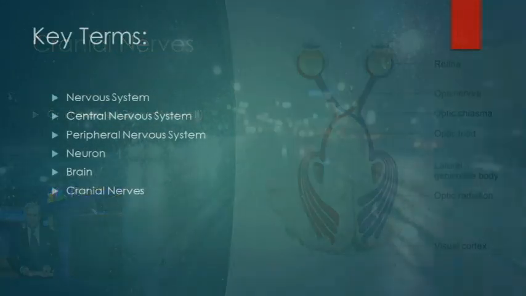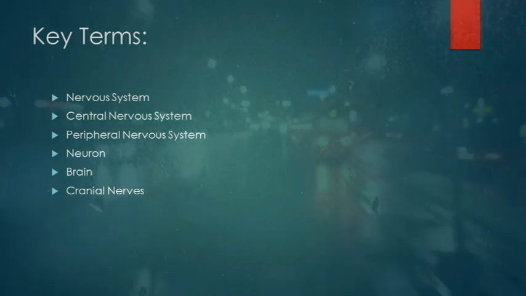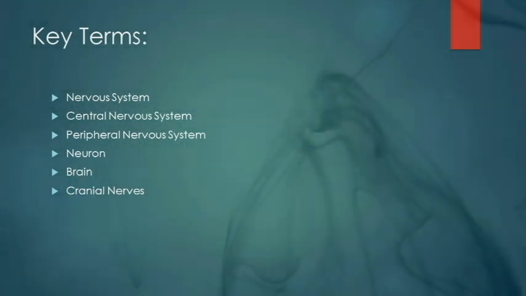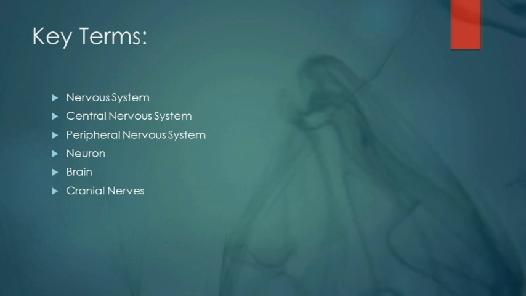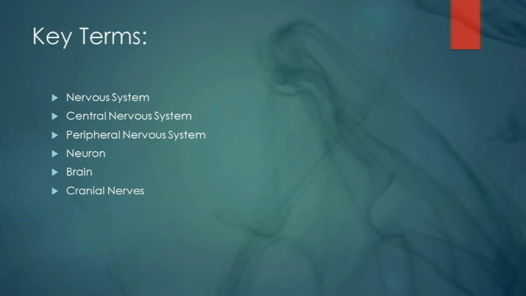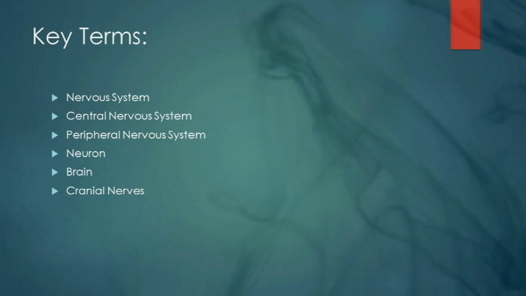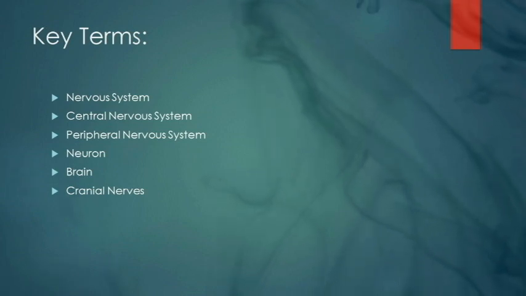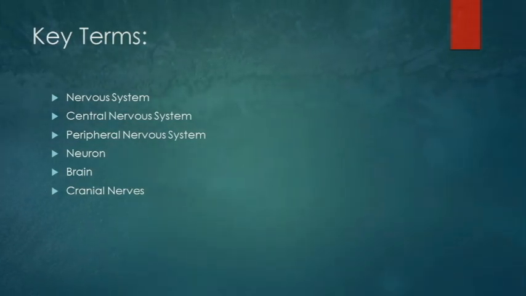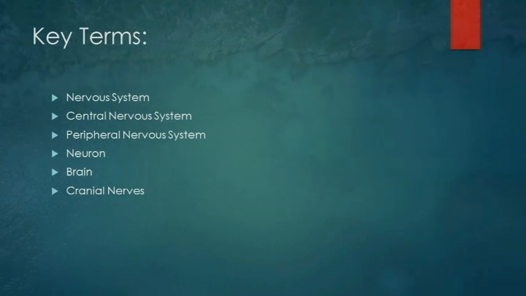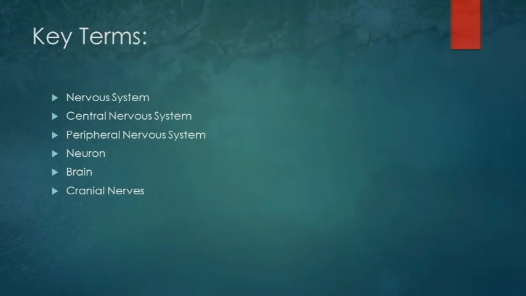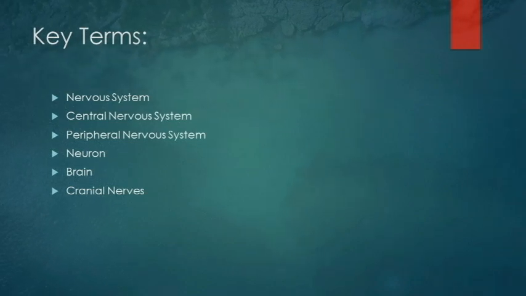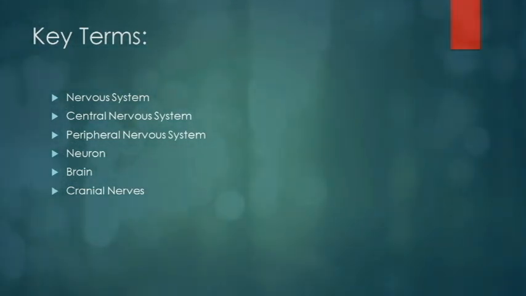So let's just take a look at some key terms for this week, just to be mindful of some of the vocabulary that it will be important to remember. So first off, we have the nervous system, and the nervous system is the body's communication network, made up of specialized cells called neurons, and it controls and coordinates various functions, including thinking and sensing and movement and bodily processes.